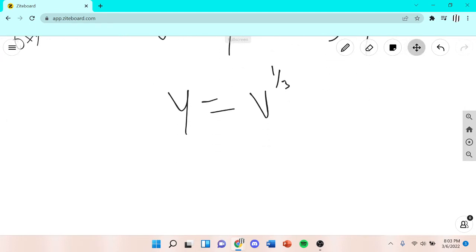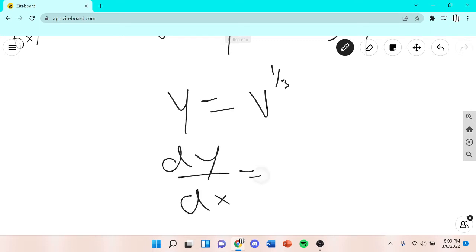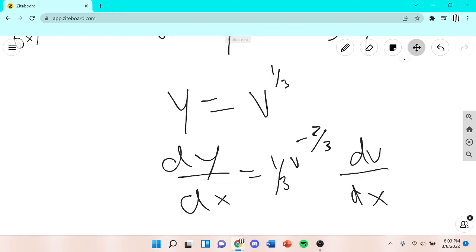Then we want to find the derivative of this with respect to x. This is going to be implicit differentiation. The derivative of this in terms of v is going to be 1/3 times v to the negative 2/3, and then, of course, because it's implicit differentiation, we multiply by dv over dx. Alright?